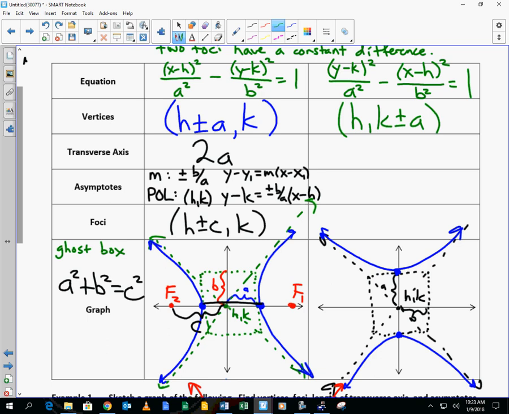The length of the transverse axis, the distance between those two, is 2A. Asymptotes: I need a point on the line and I need the slope. What's the point on the line? (h, k). What is the slope? What's my rise in this case? A. What's the run? So plus or minus A over B. The equation for the line is y minus k equals plus or minus A over B times x minus h.